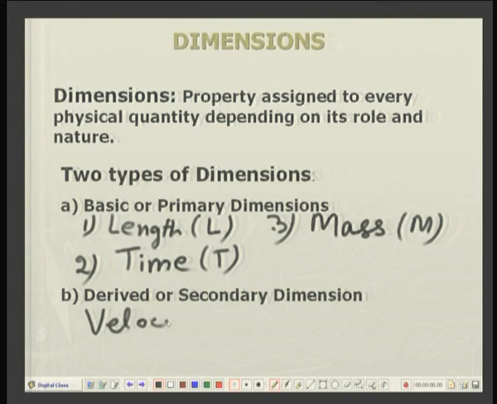The second type of dimensions are derived or secondary dimensions. They are expressed in terms of basic dimensions. For example, velocity you know is distance travelled per unit time. So, I will write velocity v is equal to distance, which has a dimension of L, over time, which has dimension T. So, velocity has been expressed in terms of two basic dimensions and it is written as L over T.